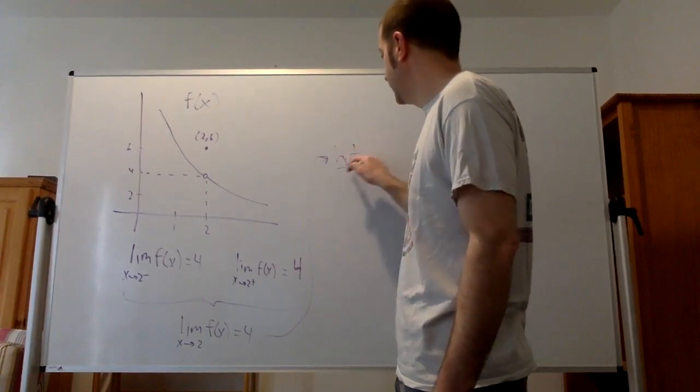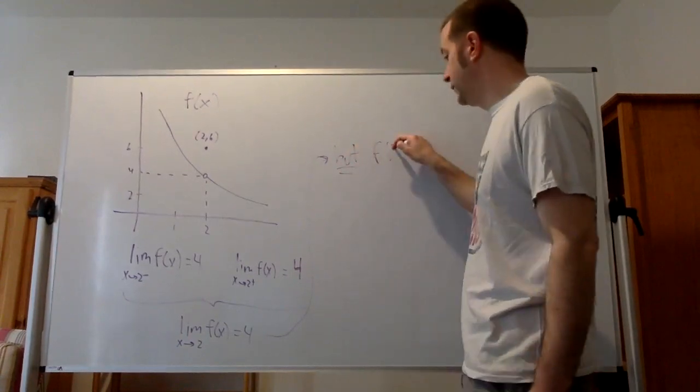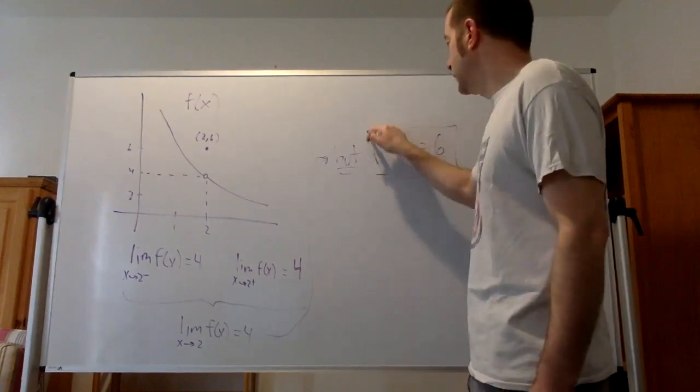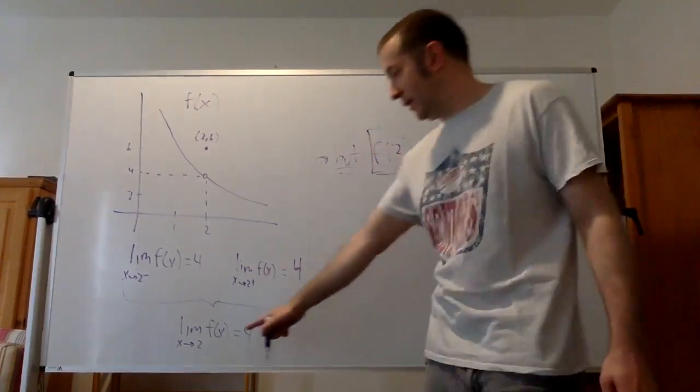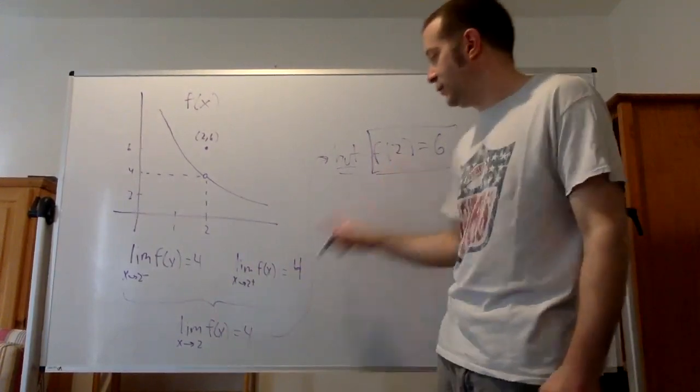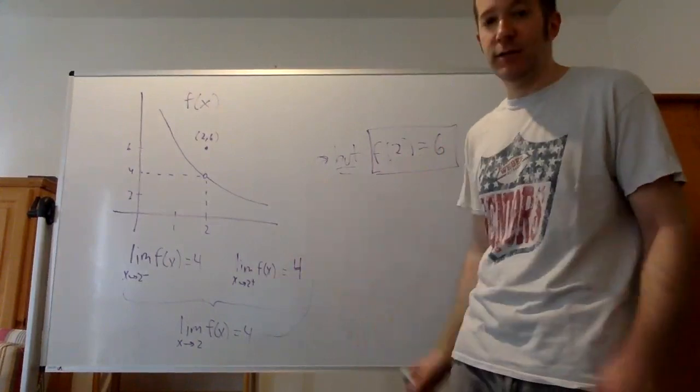But f of 2 is equal to 6. What that means is that the limit as x approaches 2 and the actual value when x equals 2 may not be the same. In this case, they're not the same.